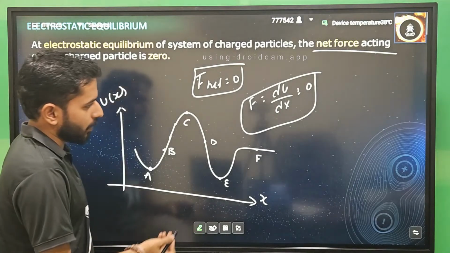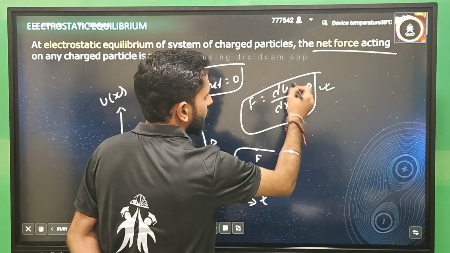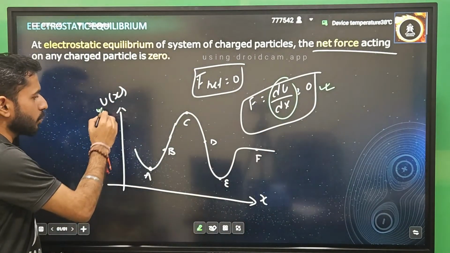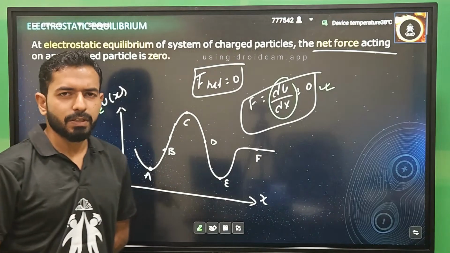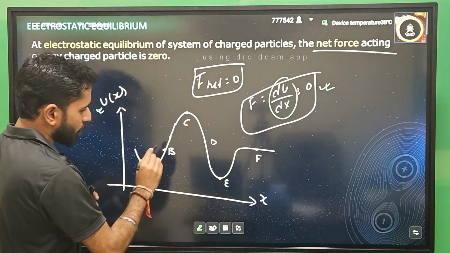So you tell me, firstly, how many equilibrium points are there. Firstly, you have to generate the condition that dU by dx is equal to 0. How will you find dU by dx? It is a U versus x curve. That means, can I say slope? If slope is equal to 0, force will be equal to 0. Correct? Now see where the forces are 0.